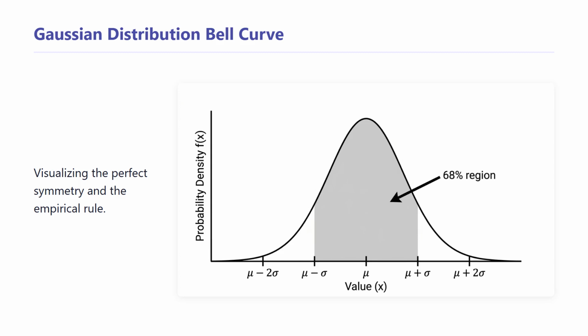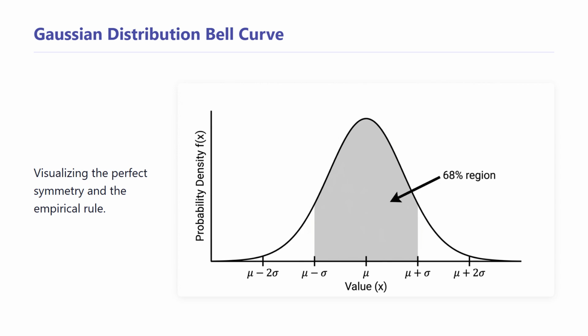Let us visualize the Gaussian distribution and the empirical rule we just applied. Here you see the classic, perfectly symmetrical bell curve. The horizontal axis represents the continuous values, centered exactly at the mean, mu. The vertical axis represents the probability density. Notice the shaded region in the center. This area spans from one standard deviation below the mean to one standard deviation above it.